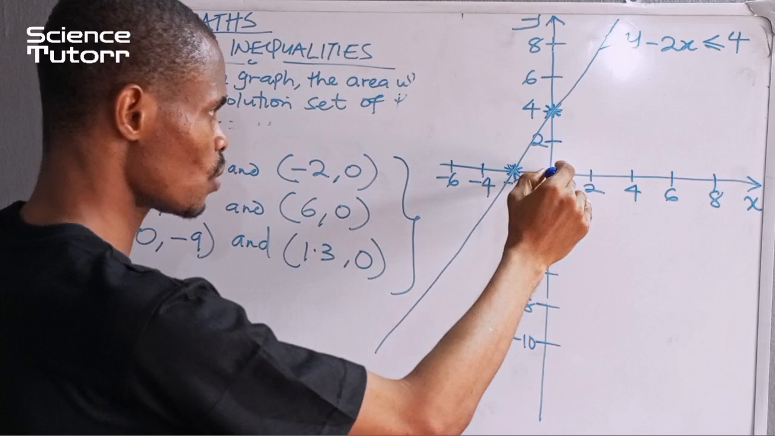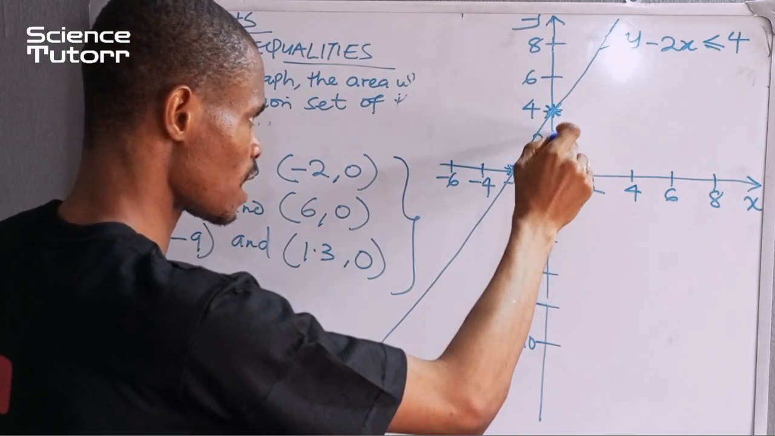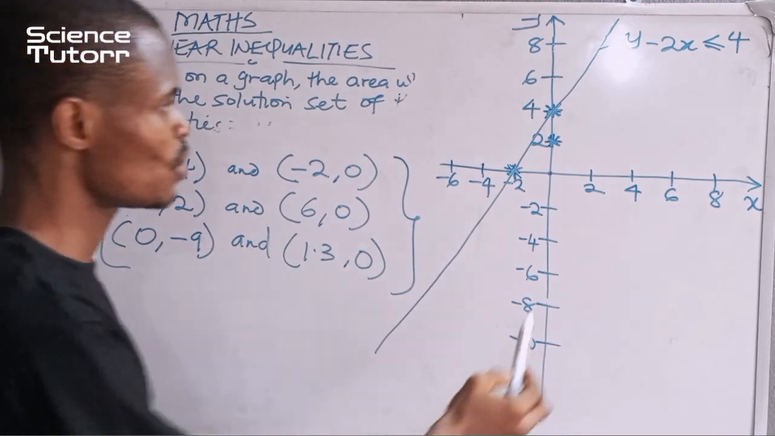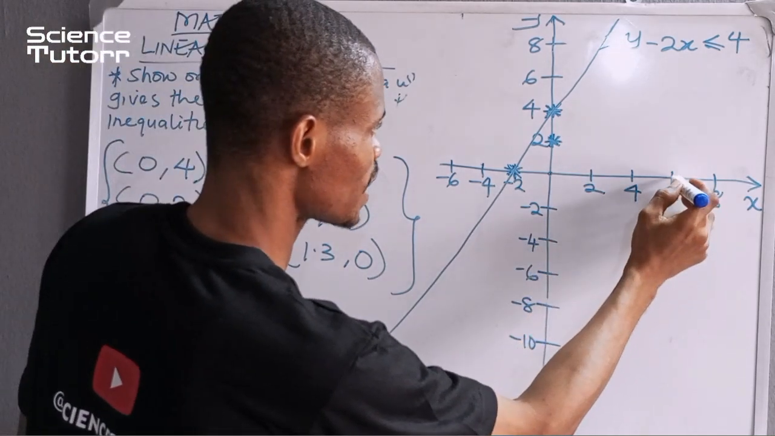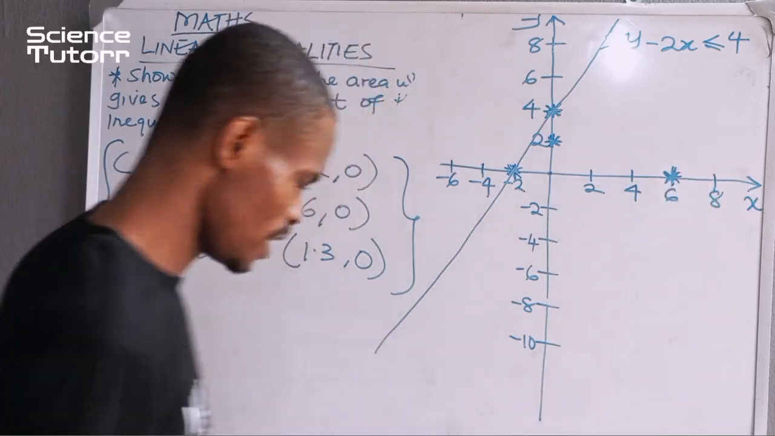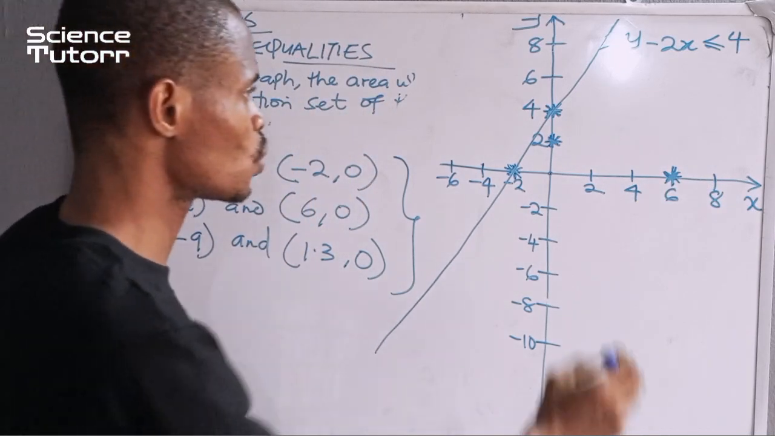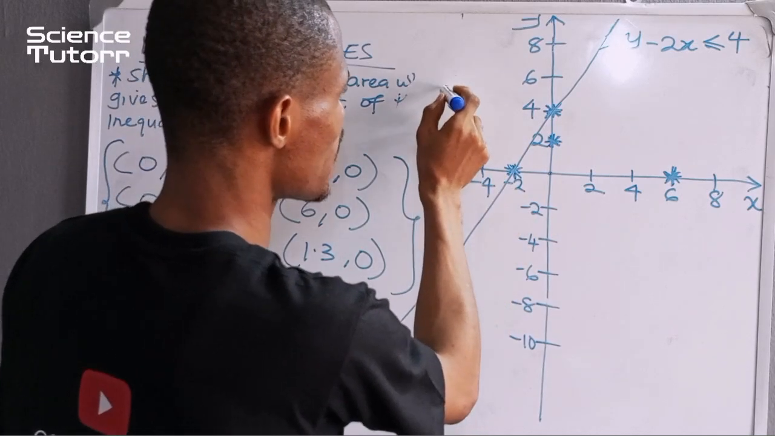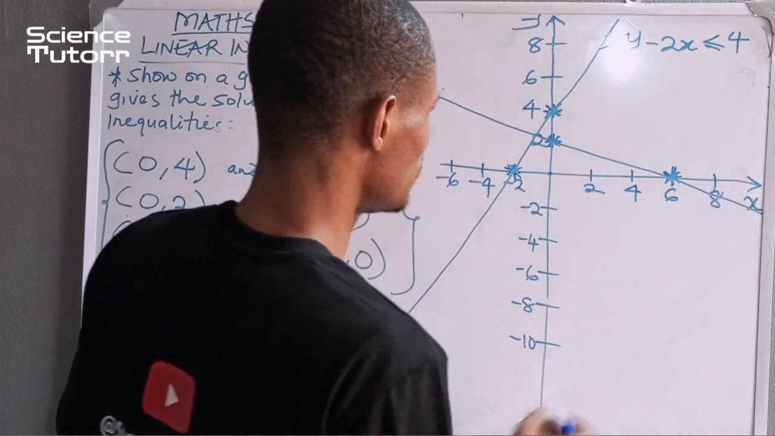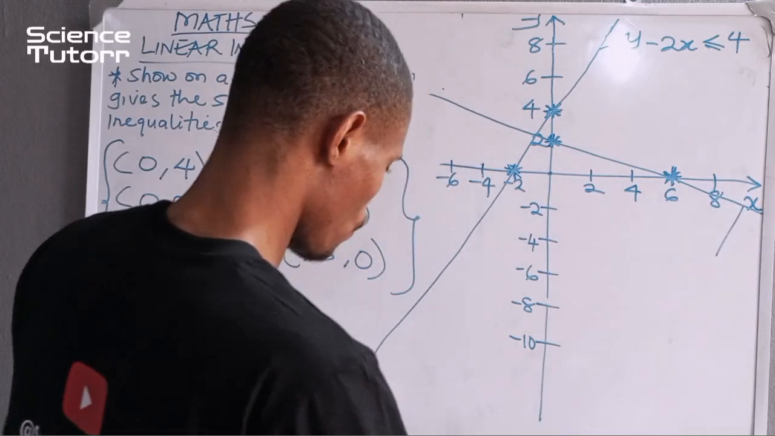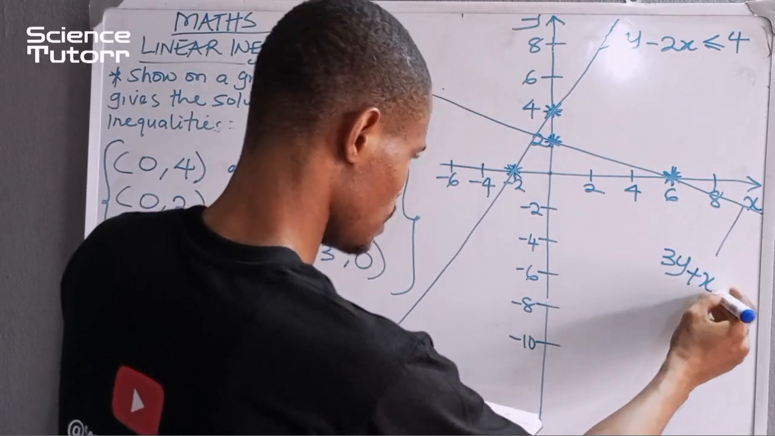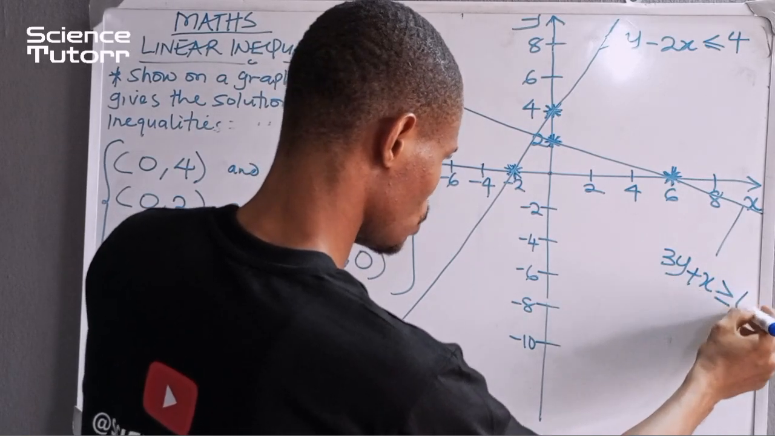Now we do the second case. When x is 0, y is 2. So we mark our points. When x is 6, y is 0. We mark our points. The inequality says greater than or equal to, so it's going to be a thick line that will cut across both points. This is a graph of 3y plus x is greater than or equal to 6.